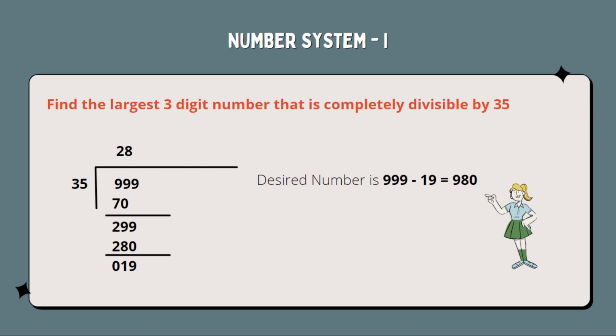But when we add the difference between 35 and 19 to 999, it will become a 4-digit number. And the question is about the largest 3-digit number. So the best we can do is subtract the remainder. If we do that, we get 999 minus 19. That will give 980 as the correct answer.